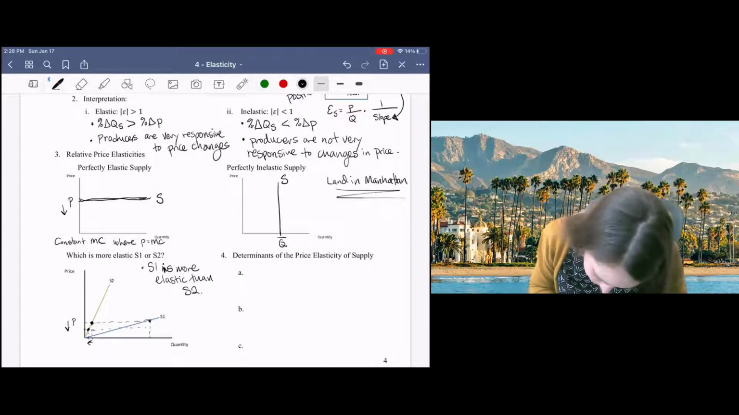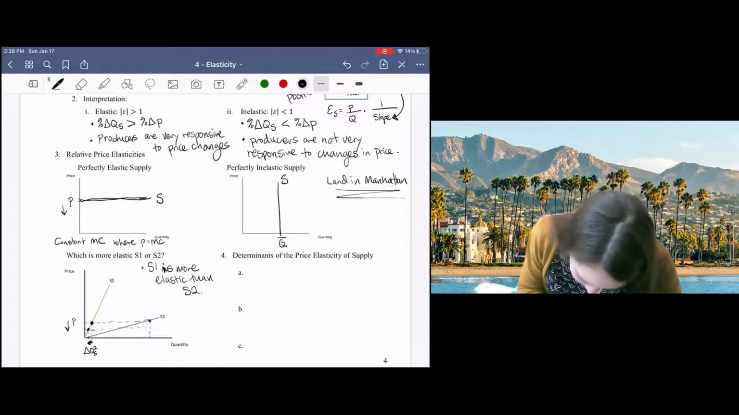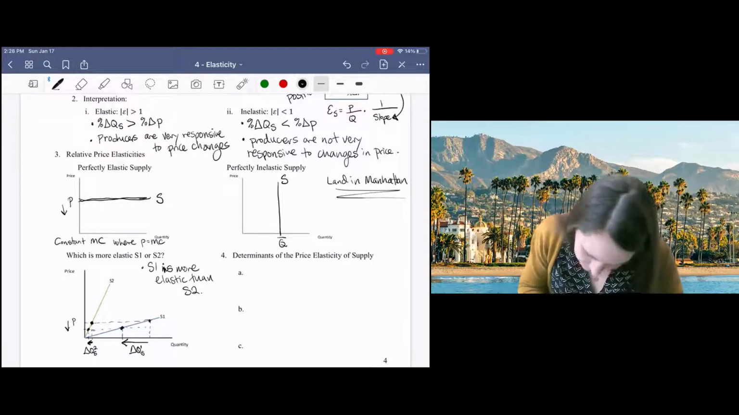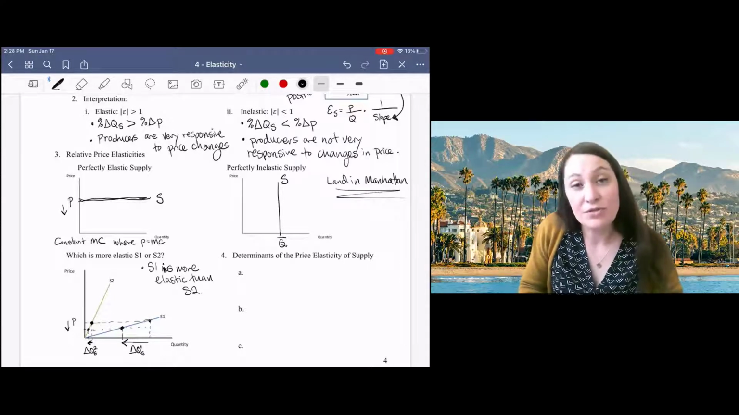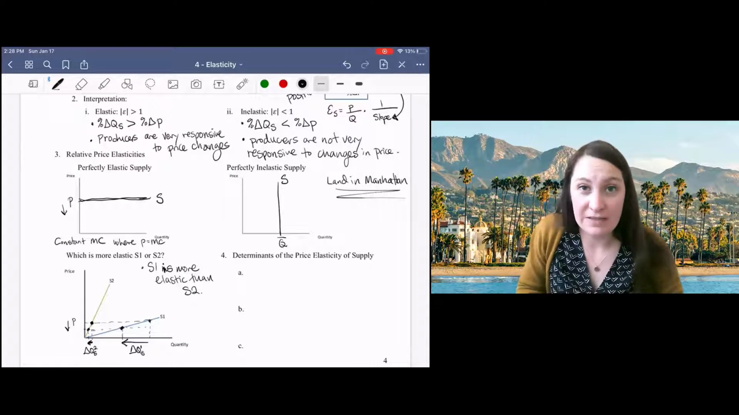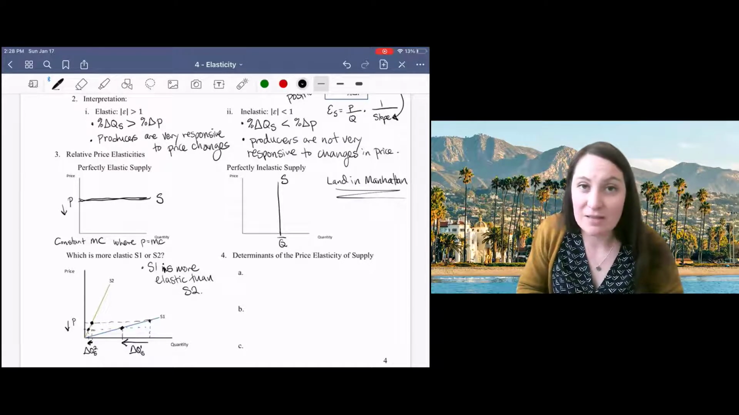For good 2, the quantity supplied decreases only a little bit. But for good 1, the quantity supplied decreases quite a lot. So you can see that producers of good 1 are more responsive to the same change in price than producers of good 2, which is why we say that supply for good 1 is more elastic than the supply of good 2.